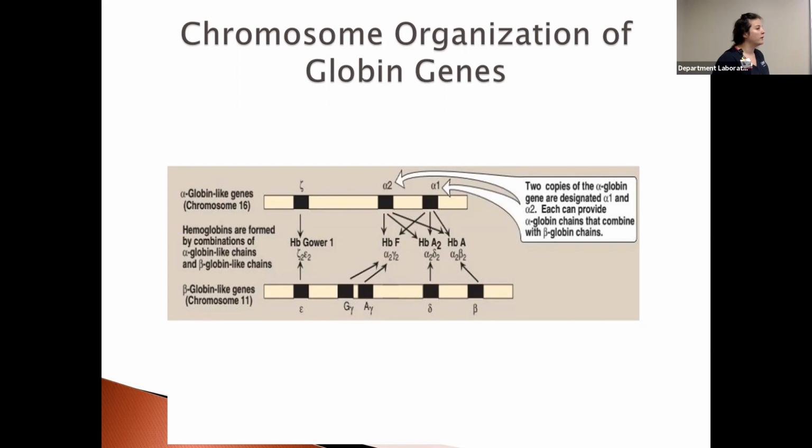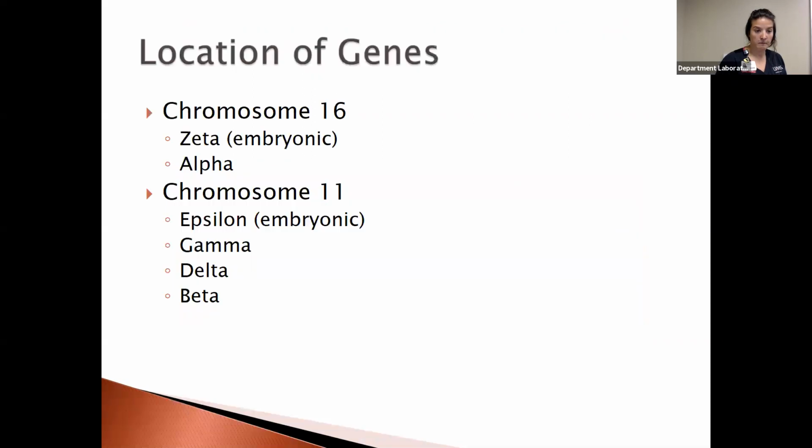All right, so just to let you know where this is happening on the chromosome level, it's occurring on either chromosome 11 or 16. So your alpha and zeta is present on chromosome 16 on the short arm, the P arm, and then all of your other chains come from the P arm of chromosome 11. So remember, chromosome 16, your zeta and alpha, and then chromosome 11 will control epsilon, gamma, delta, and beta.